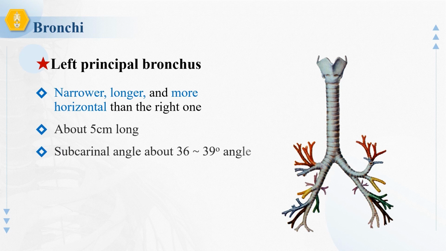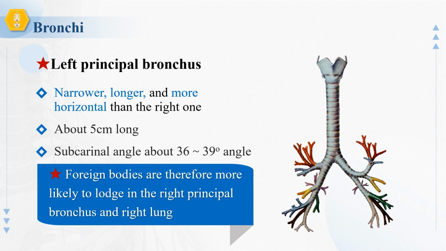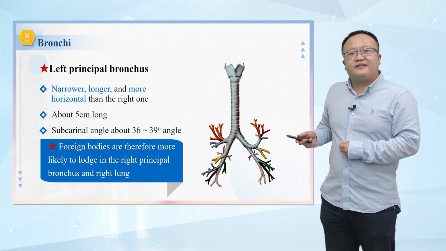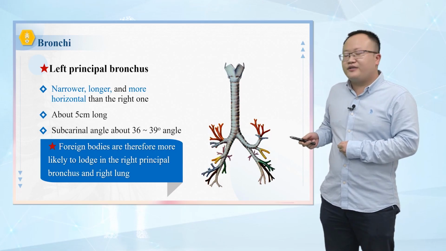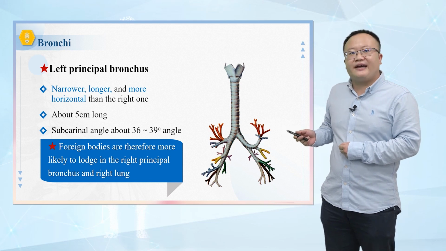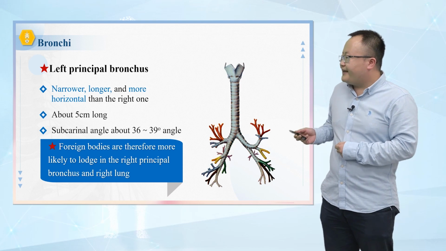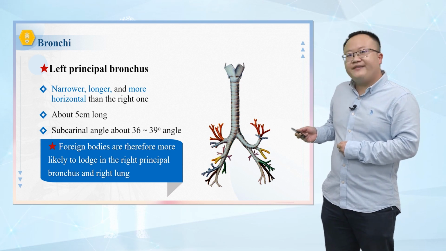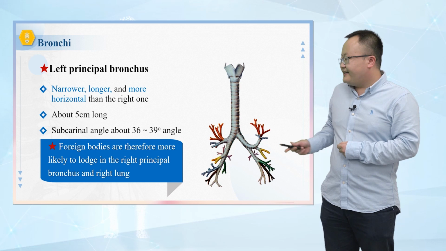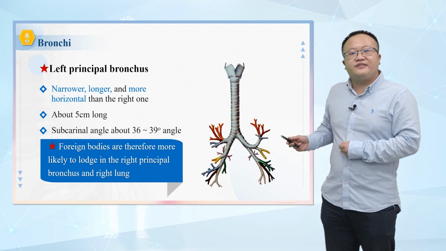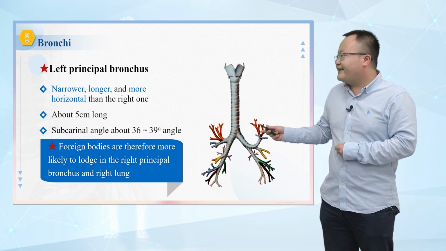As for the left principal bronchus, it's narrower, longer, and more horizontal than the right one, and it's about 5 cm long. The subcarinal angle is about 36 to 39 degrees. We must pay attention: foreign bodies are therefore more easily lodged in the right principal bronchus and the right lung.